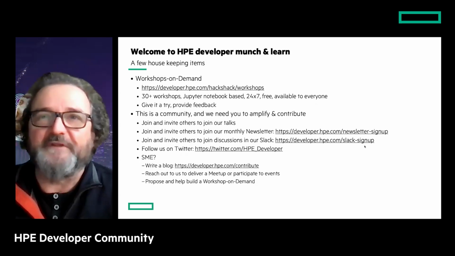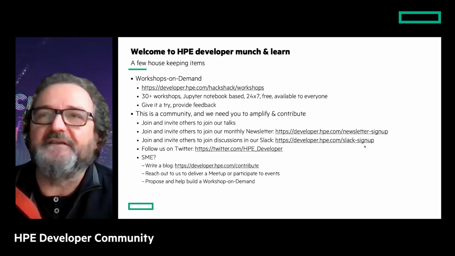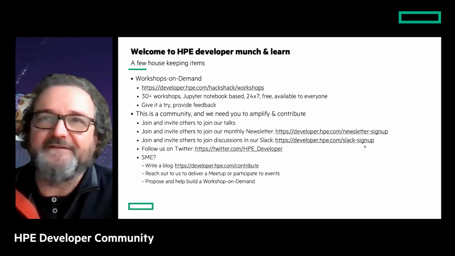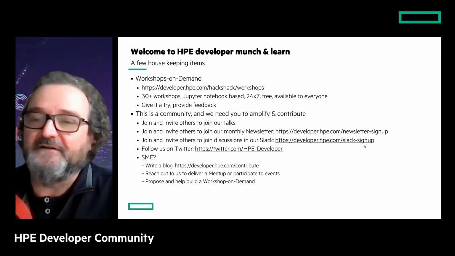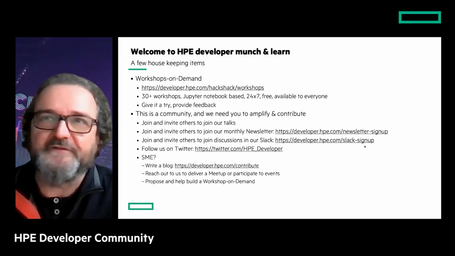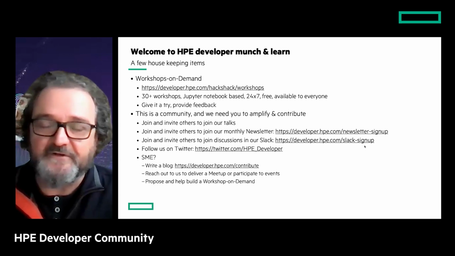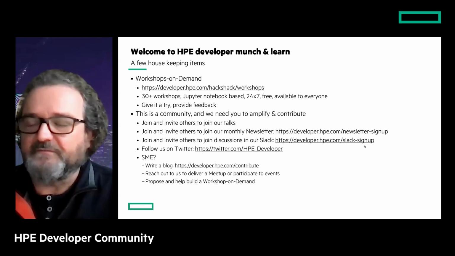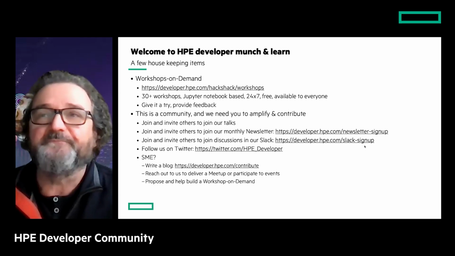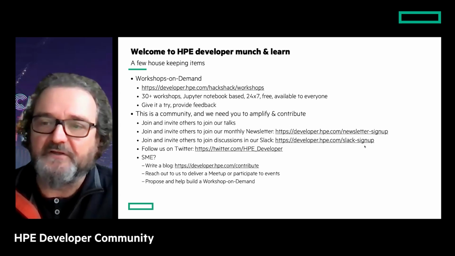We have one program that we call Workshops on Demand, which you should be aware of. This is a catalog of workshops. These workshops are delivered through Jupyter Notebooks, and this is available over the internet, free of charge, 24/7 to anyone. We have more than 30 workshops in the catalog right now, from learning a programming language such as Python or Rust. We recently introduced a 201 workshop on Python, for example, up to open source projects such as Docker 101, Kubernetes 101.